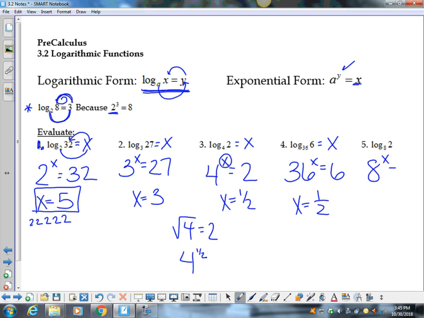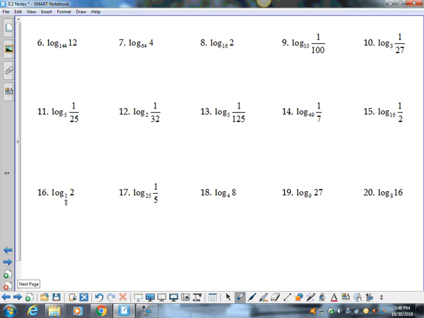8 to the something equals 2. Well, the square root of 8 is not going to give me a 2, but the cubed root of 8 is 2. So my x is going to equal 1/3. Okay, 144 to the what equals 12. And again, I'm setting this equal to x and I'm snailing it to set this up. And that would be the square root, so x equals 1/2.